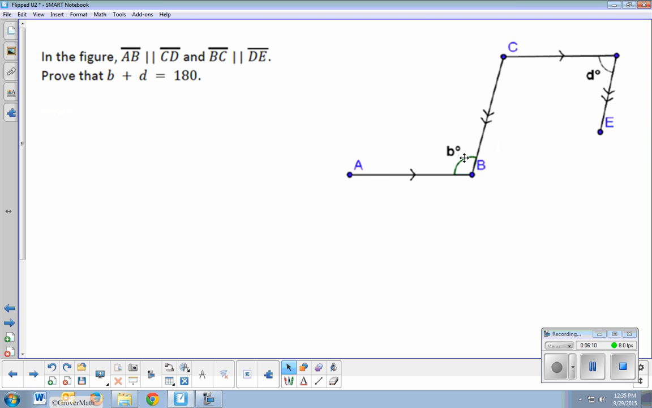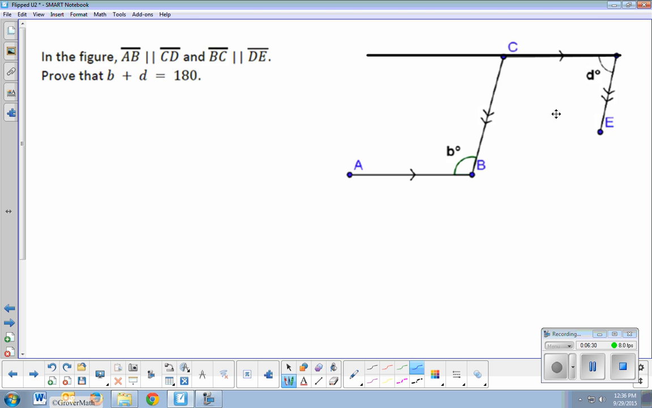All right, I see a bunch of parallel lines here, and I want to show that D plus B, so these two angles, add to 180. So, well, how can I do that? Well, I see this line is parallel to this line, but this is over here and this is up here. Well, why don't I extend this line just like that? That's my auxiliary extension right there.